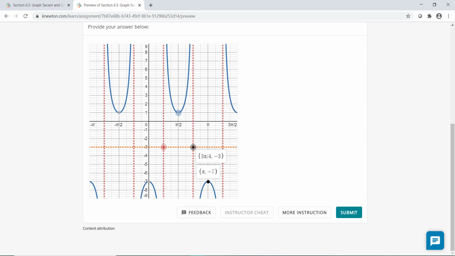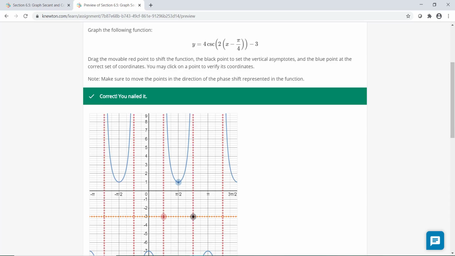So now I have successfully transformed my graph. And I am correct.